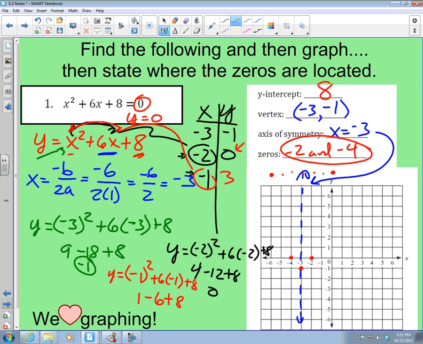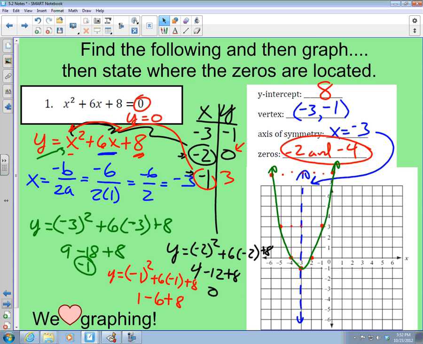Negative 1 up 1, 2, 3. So if I got a point here, 1, 2, 1, 2. I have a point right here. So my graph, not the best parabola, but it is graphed.